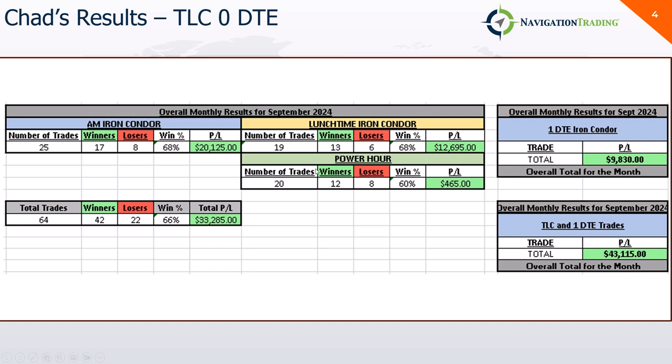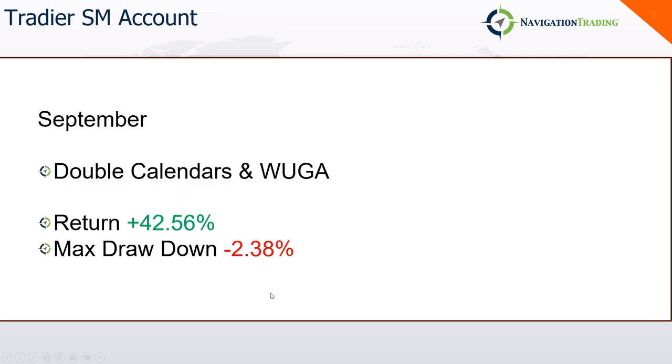And then his zero DTE results continue to be super consistent. Total profit over 43,000. He breaks it down by time of day. His AM Iron Condors made 20K. His lunchtime made a little over 12. Surprisingly, Power Hour, which is typically his most profitable, scratched out green, but not as profitable as the others. He also had some 1DTE trades for a total of 9,800. So total profit, a little over 43K for Chad.